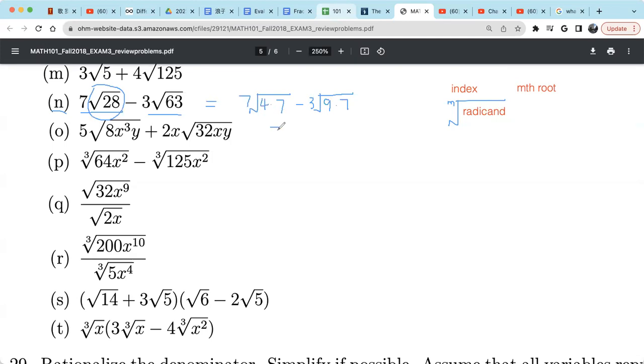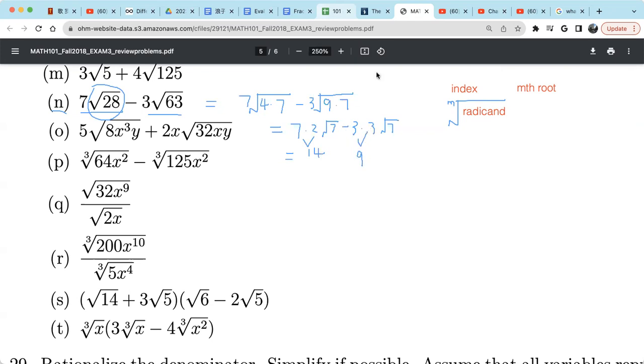Now, we know square root of 4, which is 2. So that becomes 7 times 2, square root of 7, minus square root of 9, which is 3. 3 times 3 times radical 7. So we have 14. So 2 times 7 is 14. We have 14 radical 7. We have 9 radical 7.